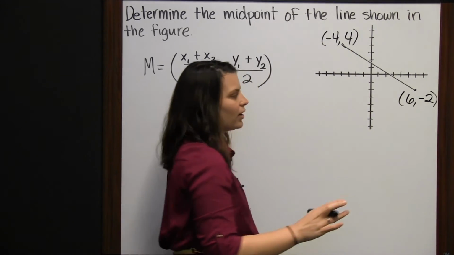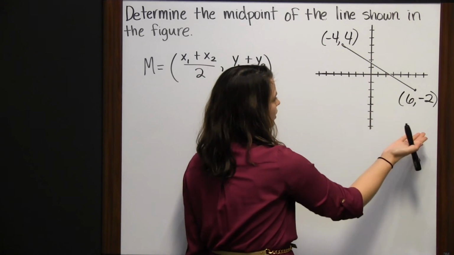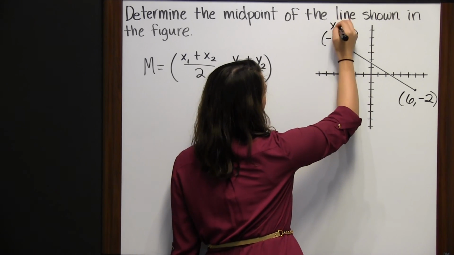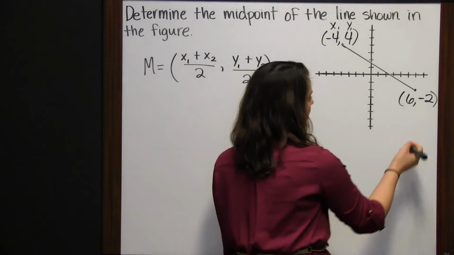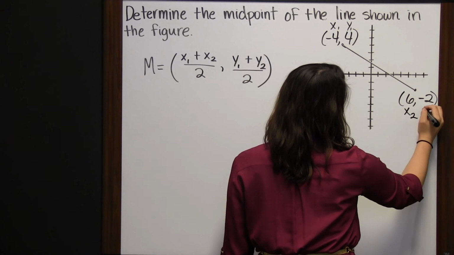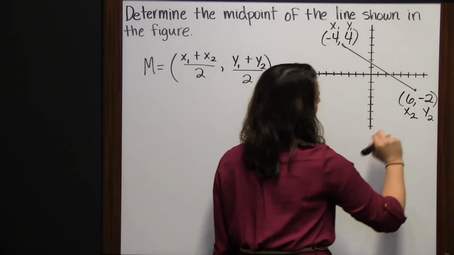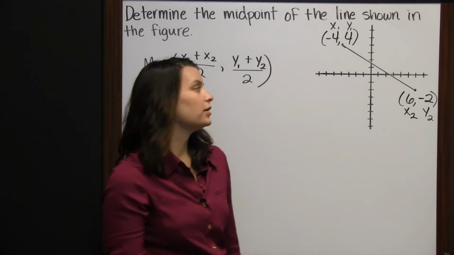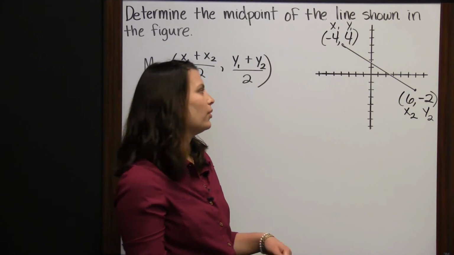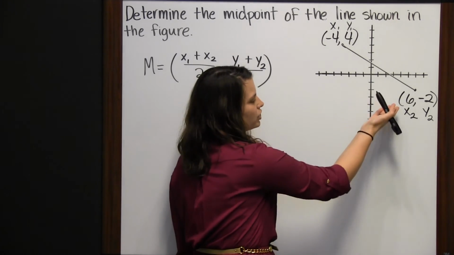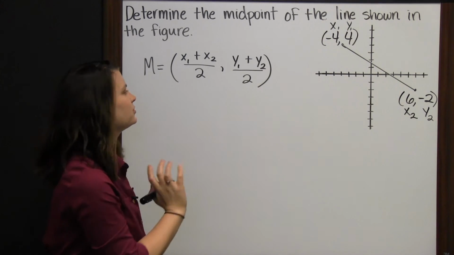These are my x1, y1, x2, y2 coordinates. And it doesn't matter which one you label as your x1, y1, as long as you label them consistently. For instance, this could not be my x2, y1. Since this is my x2 coordinate, that means this is my y2 coordinate. Those subscripts, the 1s and the 2s, all that means is this is the first point, this is the second point. But it really doesn't matter which point is your first and which point is your second. So I just usually label them from left to right.